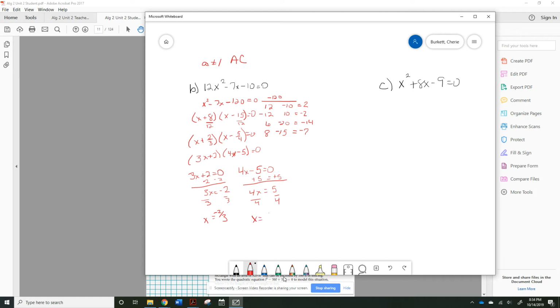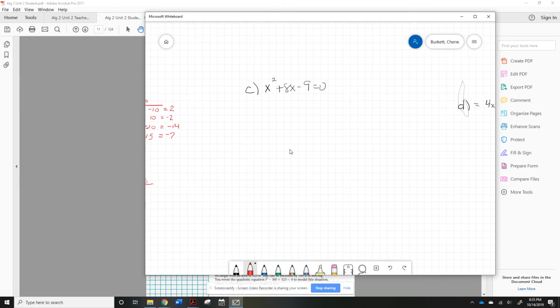x is equal to 5/4. Don't know why that popped up and made it look like a 9. x is equal to 5/4. And those are the solutions to that problem.